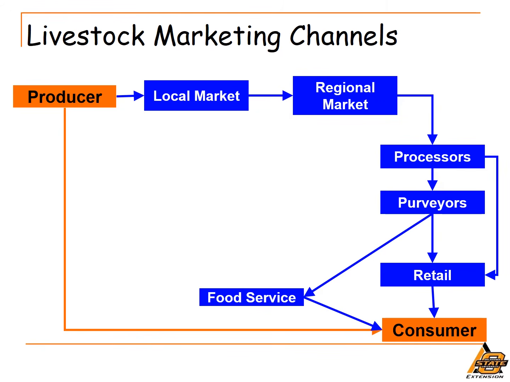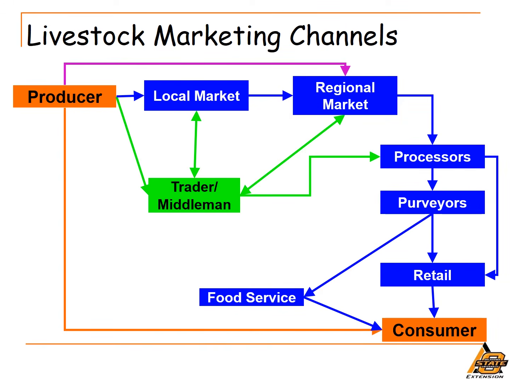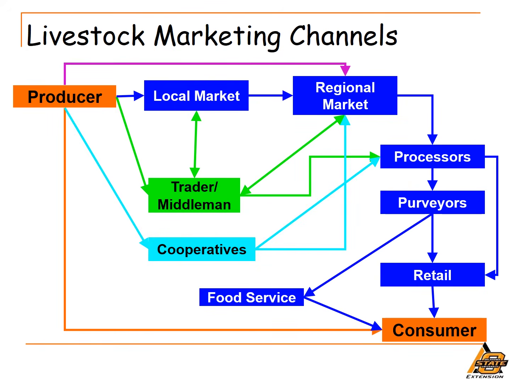So you can see that there are lots of different sections that our products go into, and we've got to figure out what's the best channel. Sometimes maybe we skip the local market and go straight to regional. Maybe we skip the markets altogether and sell to an order buyer, a trader or middleman. But in the end, they have to go through the same process steps that we went through. Sometimes we can sell into cooperatives, and then those cooperatives sell into those markets as well.